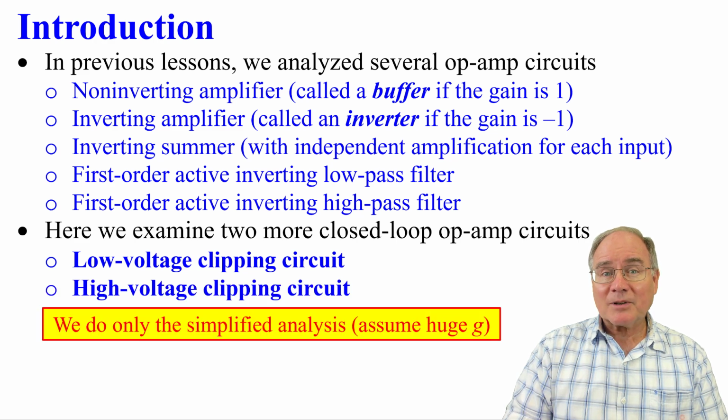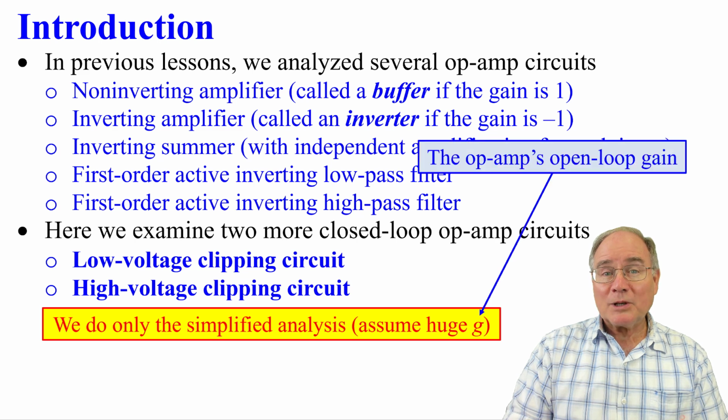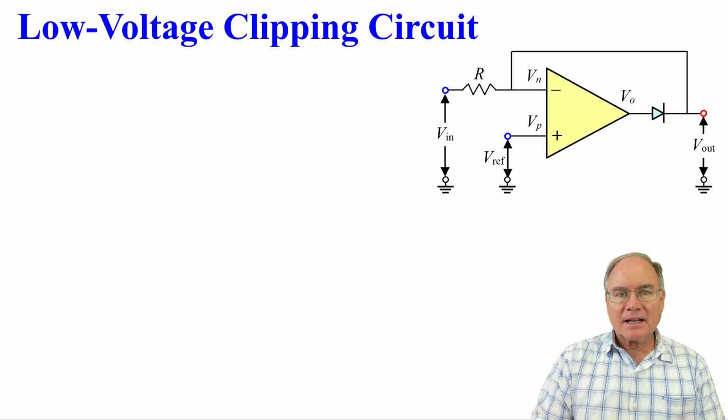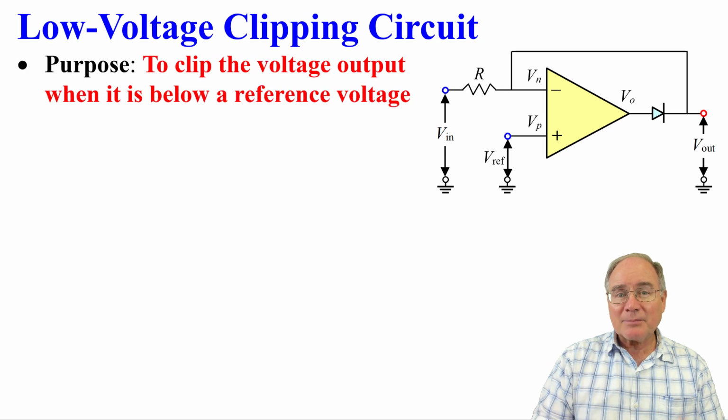We do only the simplified analysis, where open-loop gain G is huge, and I'll also show you examples of each of these circuits. Consider first a low-voltage clipping circuit. Its purpose is to clip the voltage when the input voltage falls below a certain reference voltage.